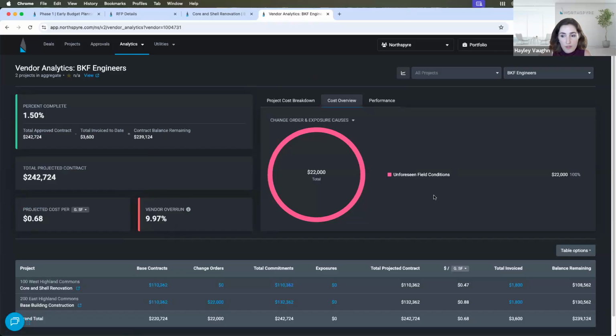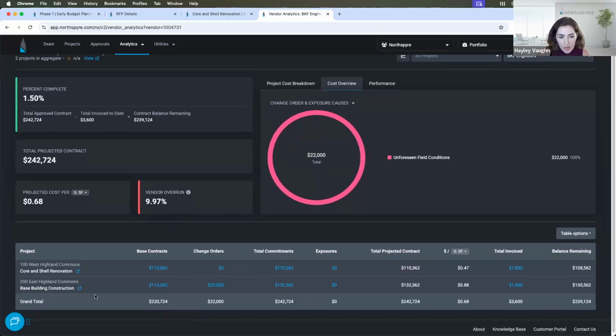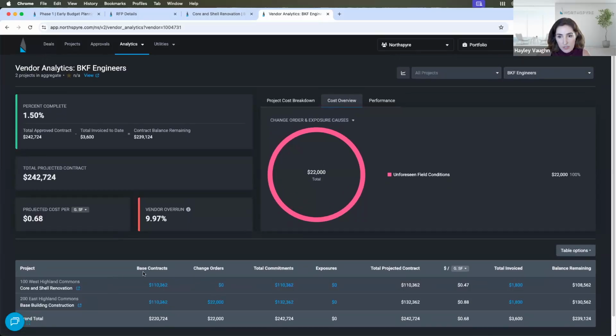In this case, we just have one cause, which is probably a good thing, considering what it is. Unforeseen field conditions is probably a valid cause for change in many cases. And you start to unpack and see across your broader portfolio why this vendor is overrunning their contract, and do I want to use them again on a future project? Do I want to alert them to the concerns I have so they can improve or step up their game in the future? And then down at the bottom here, again, I have all of the specific project data that's feeding into these numbers.